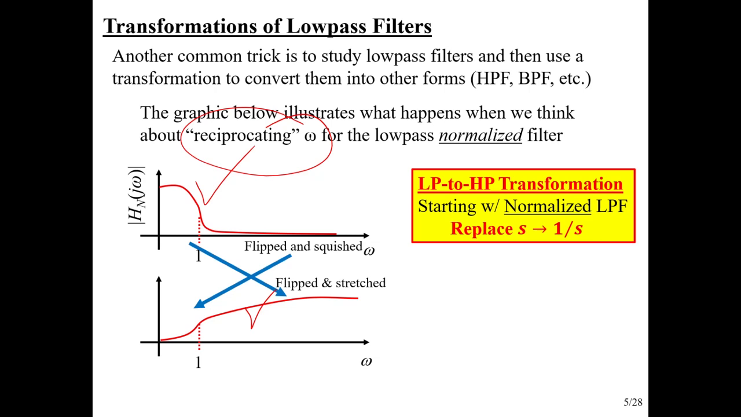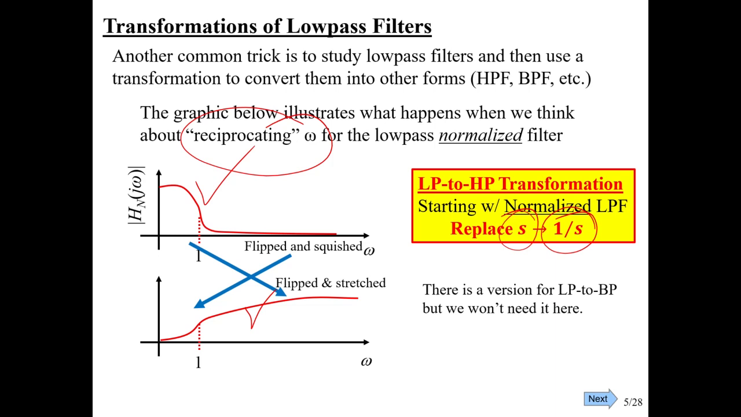So we've got a normalized transfer function. If we take the S that's in there and replace it by 1 over S, we'll have a normalized high pass filter. So we start with a normalized low pass filter. Everywhere there's an S, replace it by 1 over S, and you get a normalized high pass filter, and now you can unnormalize that back to wherever you want.